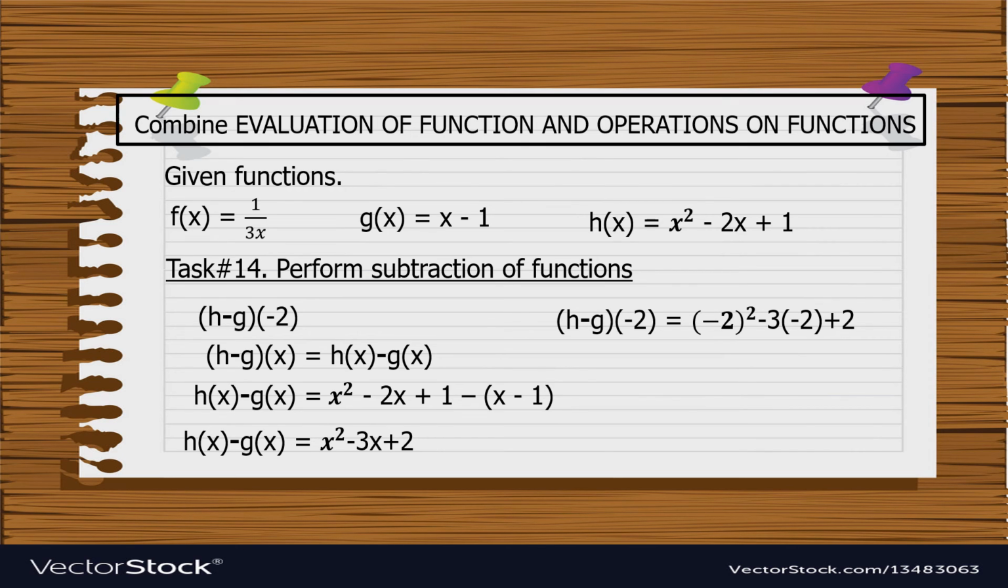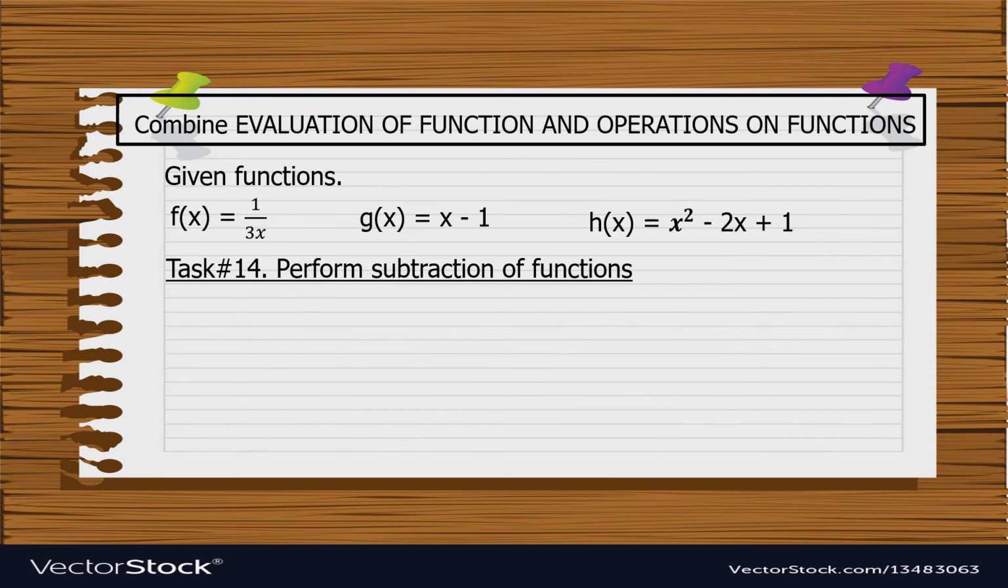So h minus g of negative 2 is equivalent to negative 2 squared minus 3 multiplied by negative 2 plus 2 equals 4 plus 6 plus 2. And h minus g of negative 2 is equal to 12.